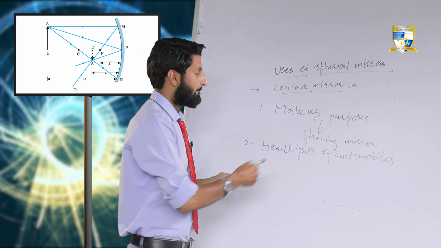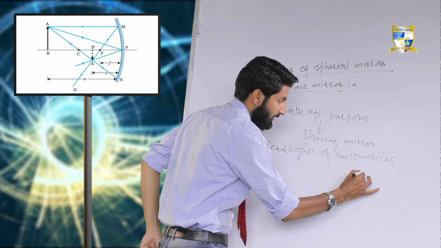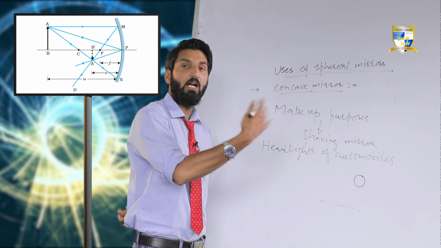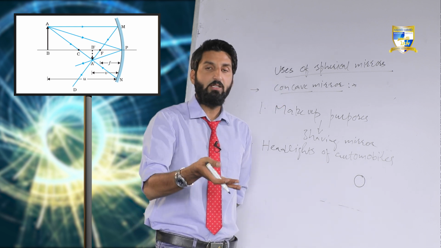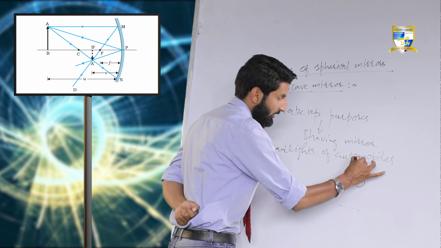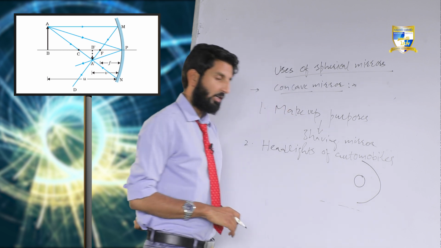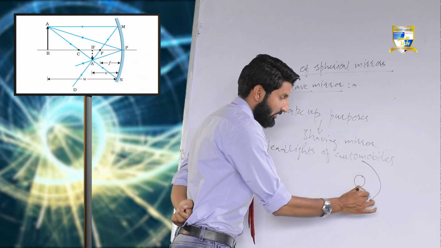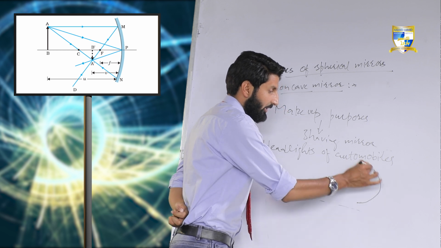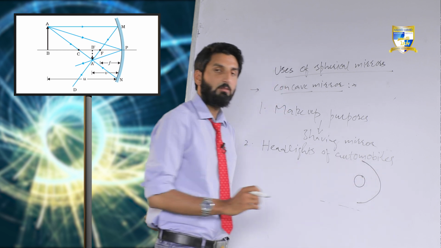How? See, this is a bulb. Behind the bulb, I am not talking about the front section of the bulb, but behind the bulb, you would see a concave surface over which the concave mirrors are placed, or it is polished. Here the concave mirror is placed.